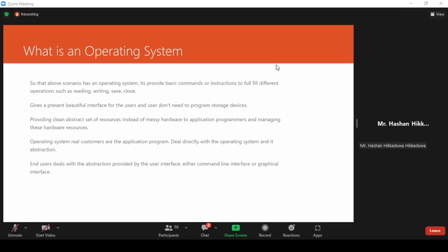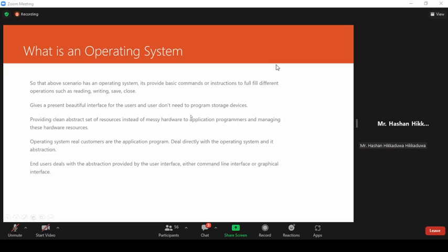Then the operating system's real customers are the application programs, which deal directly with the operating system and its abstraction. The end user deals with the abstraction provided by the user interface, either a command line interface or a graphical interface, right?